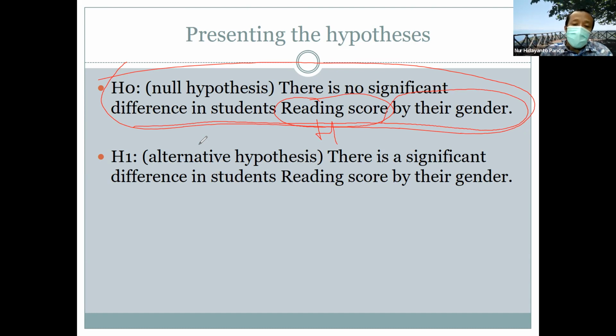Have you noticed the word no here? So null hypothesis is normally used to neutralize the hypothesis. Jadi ini dinetralkan, misalnya tidak ada. But have a look at the alternative hypothesis here. Ada, there is. Okay, so this one, what makes them two different?